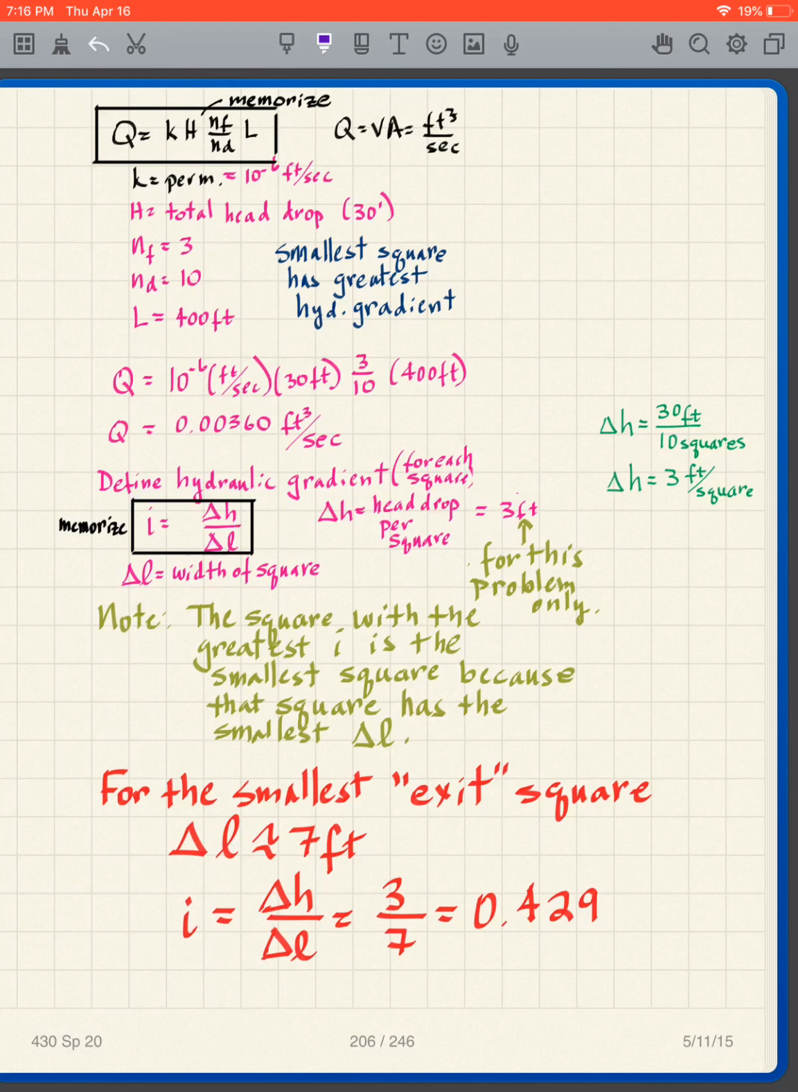What we will note is that the square with the greatest hydraulic gradient is the smallest square. Why? Because that square has the smallest delta L, the width of the square. If it's a small square, it has a small width, and we have a big I.